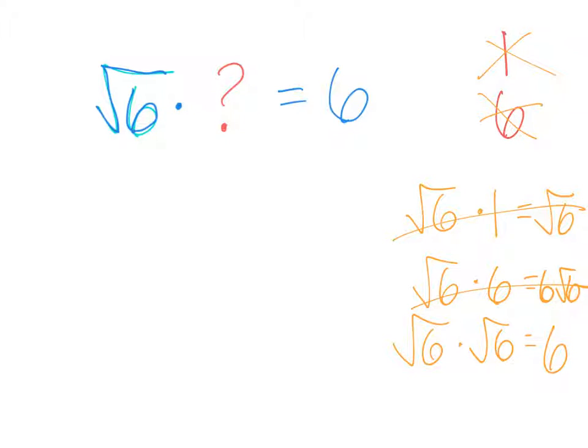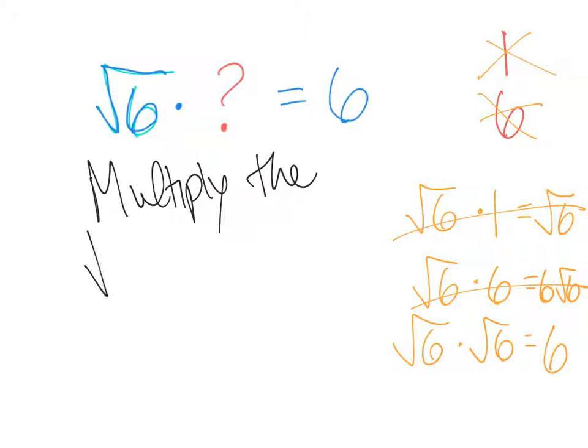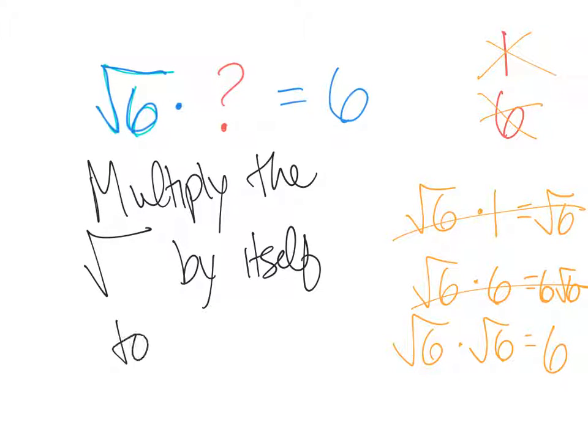So, you are going to multiply the square root by itself to cancel it out.